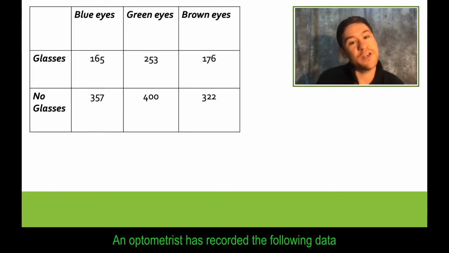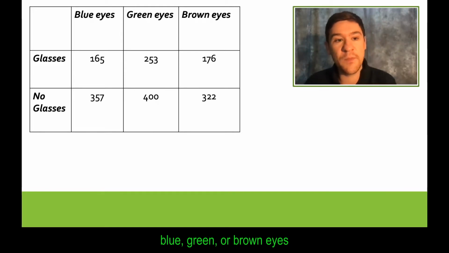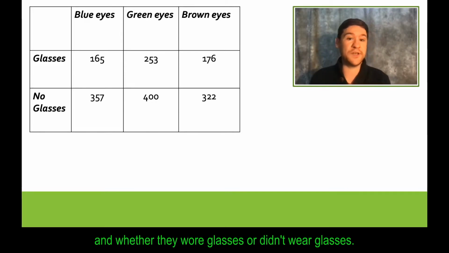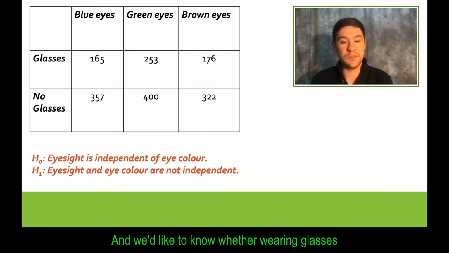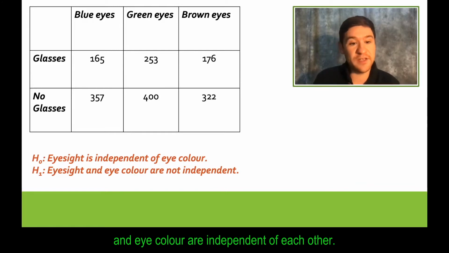An optometrist has recorded the following data. So of all their patients, the optometrist has recorded whether they had blue, green or brown eyes, or whether they wore glasses or didn't wear glasses. And we'd like to know whether wearing glasses and eye colour are independent of each other.